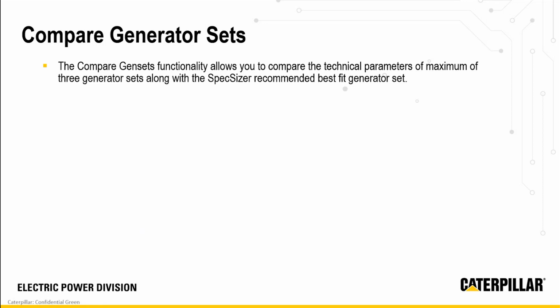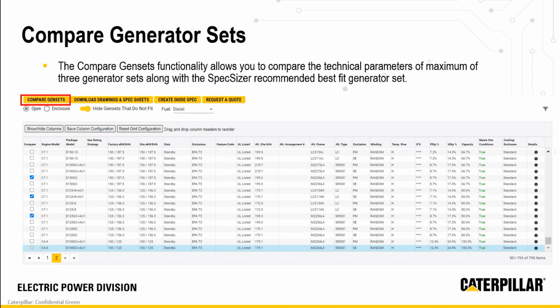The next functionality that is available in SpecSizer is compare genset. SpecSizer allows you to compare up to 3 generator sets along with the best fit generator set. So best fit plus 3, a total of 4 generator sets.